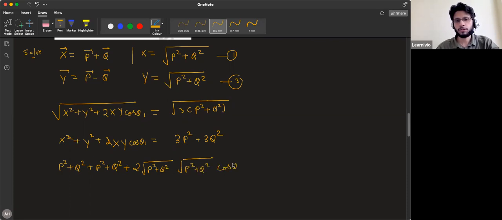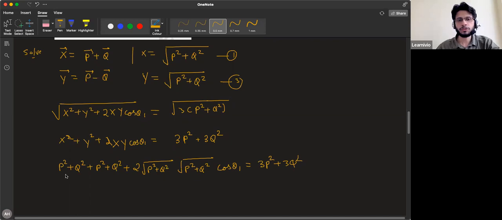Cos θ1 will be equal to 3p square plus 3q square. Now see, p square plus q square, p square. So this is p square plus p square, 2p square. If I take this 2p square to the right hand side, it's 3p square minus 2p square. And if I multiply it here, this is twice of p square plus q square, because root and root will be the same thing. Cos θ1 is equal to... What will be on the right hand side? 3p square, 2p square. What will come on the right hand side? P square plus q square.